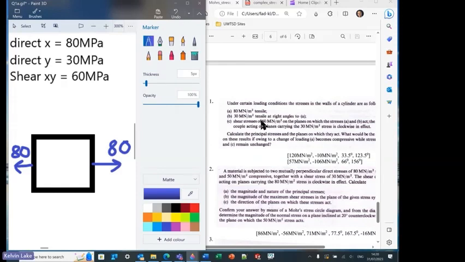And 30 megapascals tensile at right angles to A. Now I've assumed there that's 30 megapascals in Y. So let's draw that in the Y direction. We would have 30 megapascals in that direction. Again, I'm assuming those are megapascals. All my stresses are in megapascals. So I've got 30 megapascals in that direction.